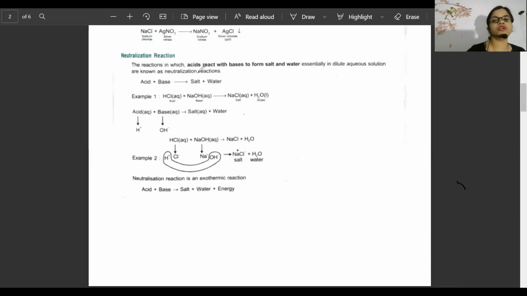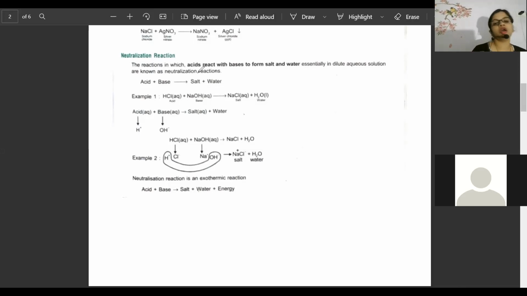That part you are going to study in the section on acids, bases and salts. So I'm not talking about this more, but just remember in your brain the type of reaction in which acid and base react to form salt and water is called a neutralization reaction.